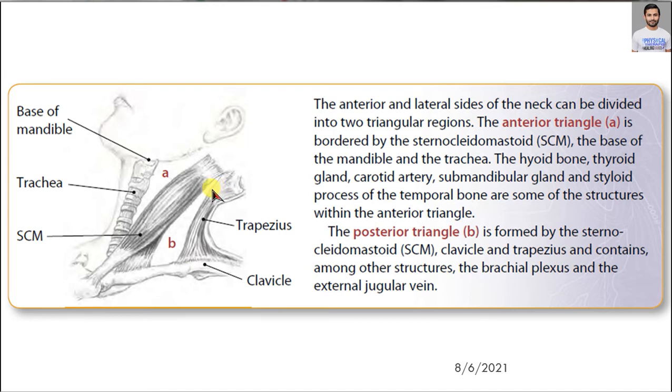sternocleidomastoid muscle. Now this posterior triangle is really very important clinically because the brachial plexus and the external jugular vein pass through this triangle or through this region. So just remember that this is the space between the sternocleidomastoid and the upper trapezius.